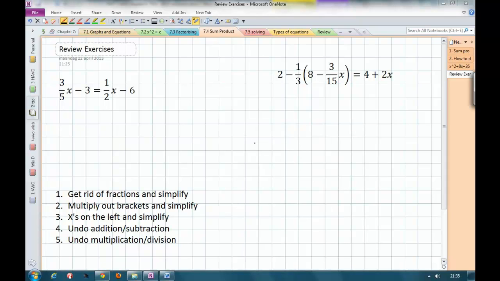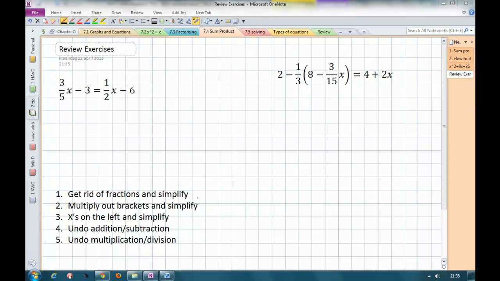Okay, in this video I'm going to look at how to solve these two equations that we see right here. Let me point out the steps that we've outlined for this chapter for solving linear equations. They are: number one, get rid of fractions and simplify. Multiply out the brackets and simplify. Get x's on the left and simplify. So we do these steps.